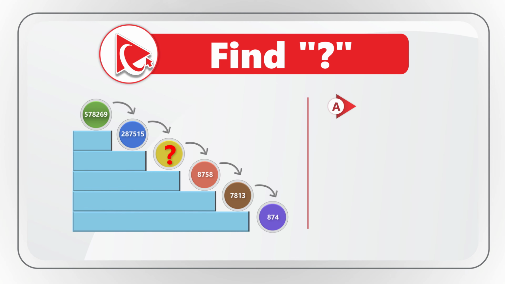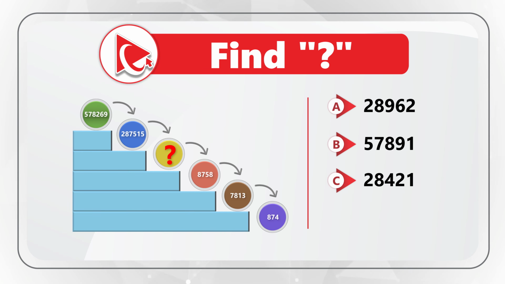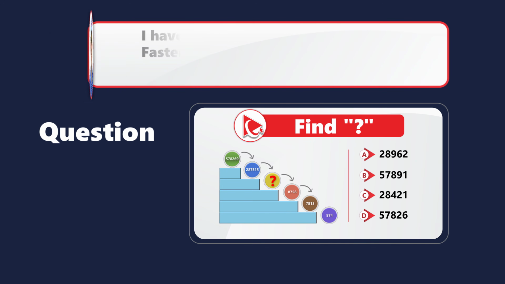Choice A, 28,962. Choice B, 57,891. Choice C, 28,421. And last but not least, choice D, 57,826. Take a close look to see if you can complete the calculations. And on my side, I am moving forward to share with you my version of the solution.